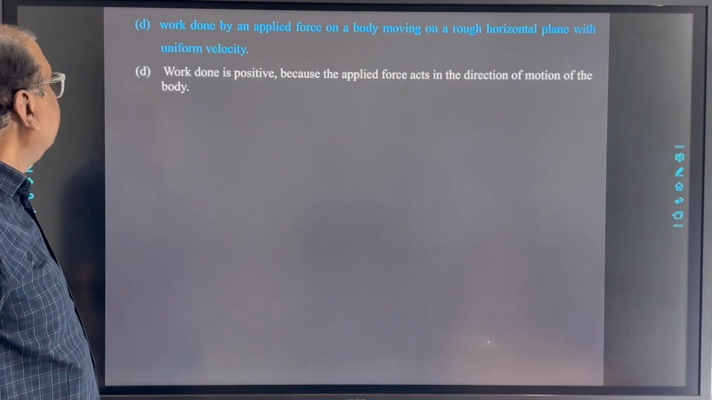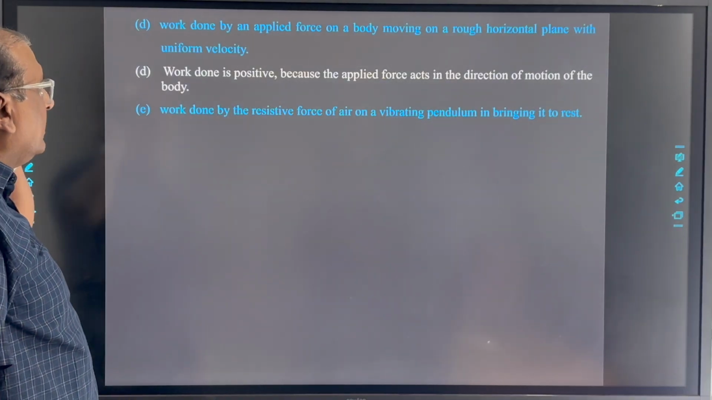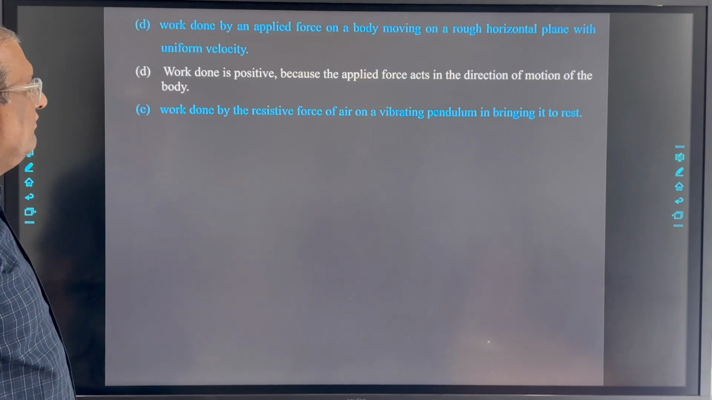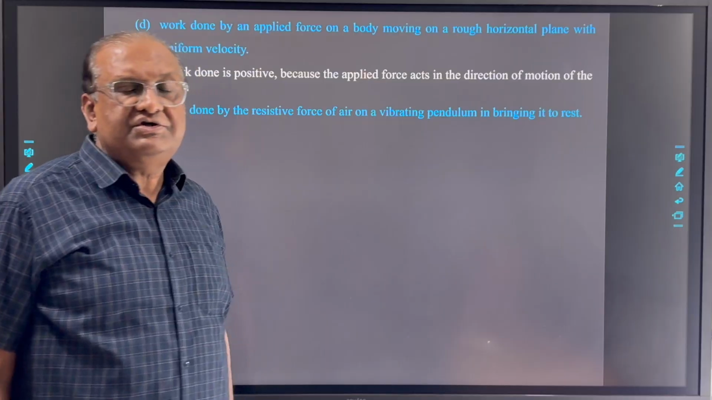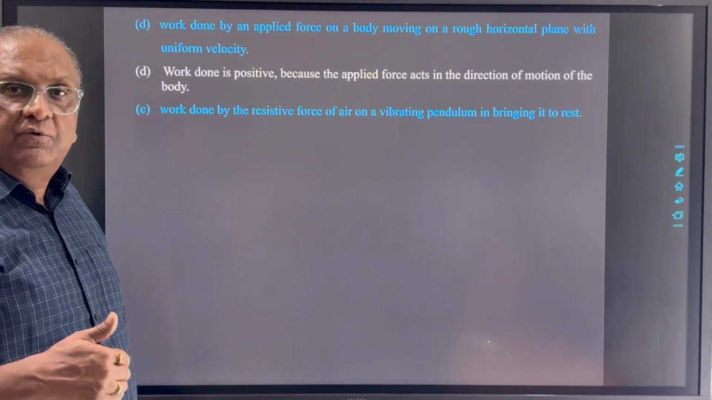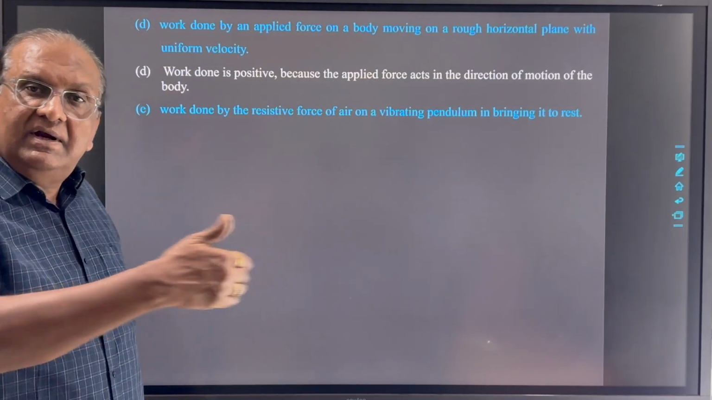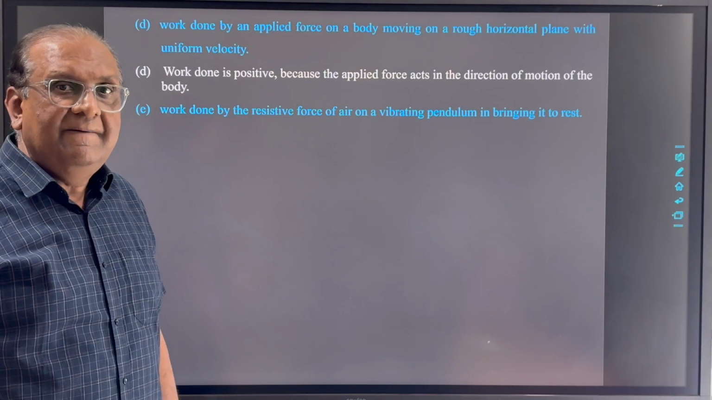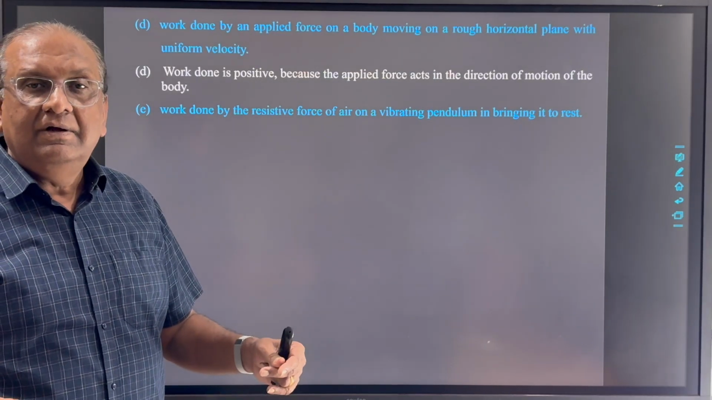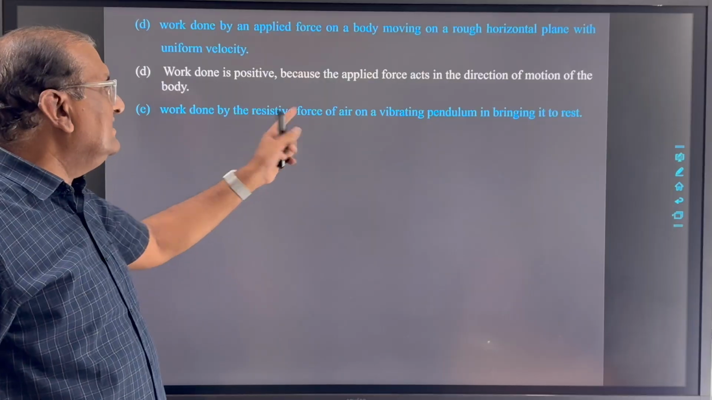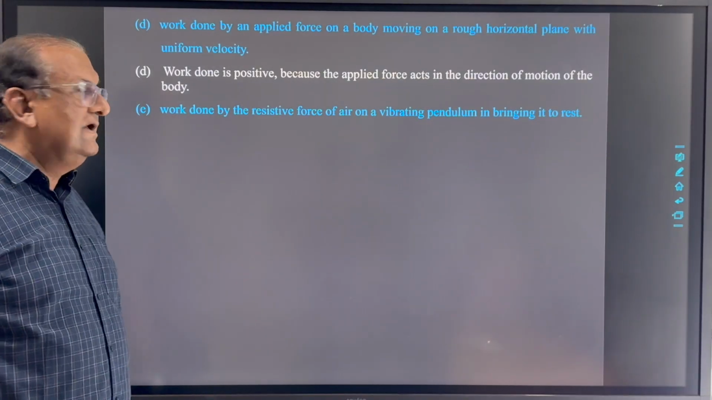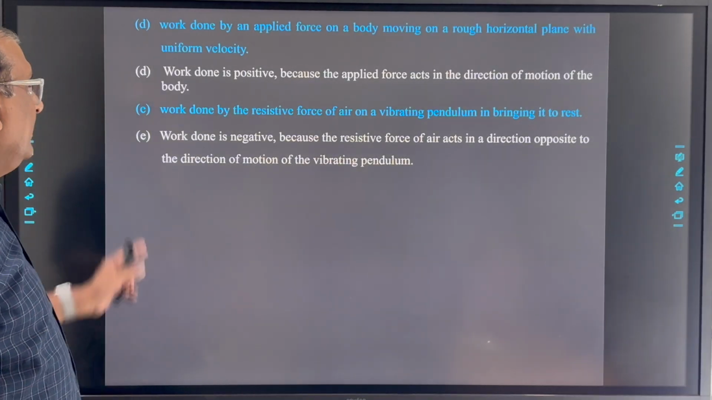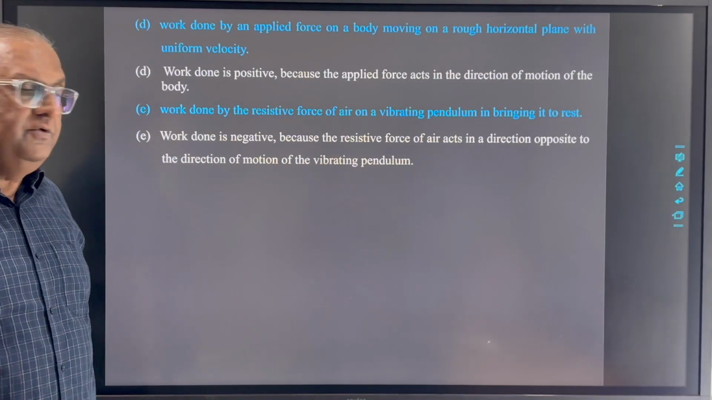Clear? Then the next one. Work done by the resistive force of air on a vibrating pendulum in bringing it to rest. When the resistive force is bringing the pendulum to rest, it implies that it is opposing the motion. So the resistive force is in the opposite direction of the motion. So again in this case, the work done will be negative. Clear to all of you?